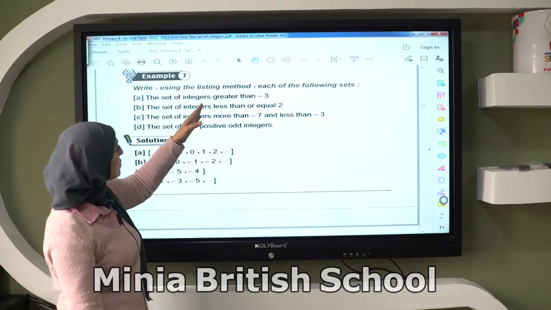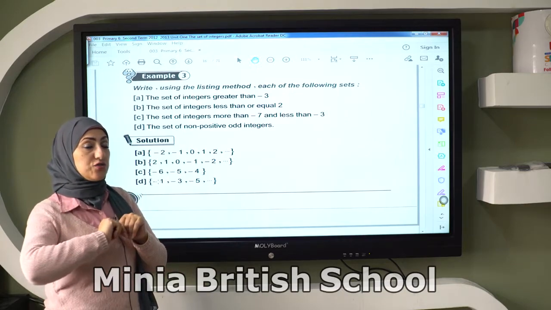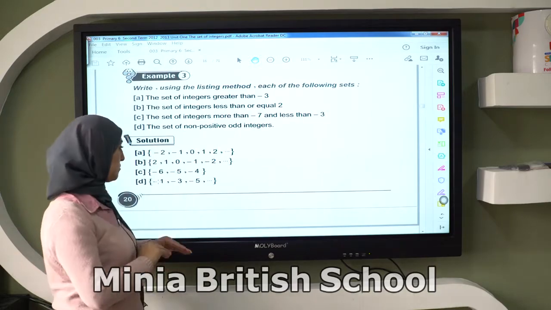So here, the set of integers greater than -3. It means -2, -1, 0, 1, 2, 3, and so on. Okay?